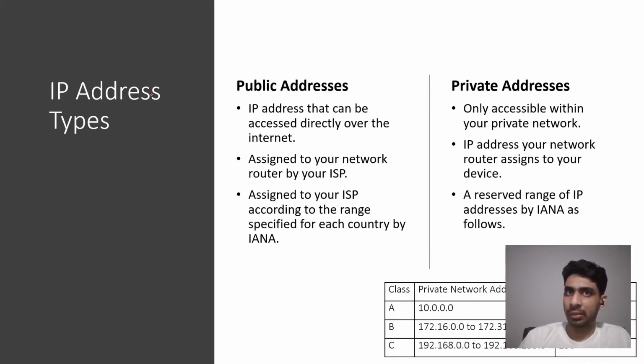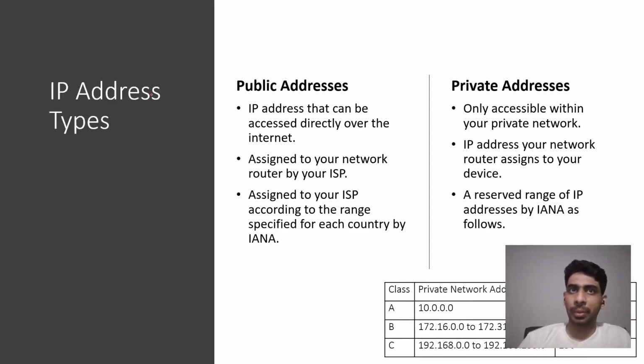These public addresses are assigned, as I told you, through a router. Our ISP assigns a public IP address to our router, and our router assigns a private IP address to our device. Let me tell you again: the ISP will assign our router a public IP address, and our router will assign private IP addresses to all of our devices connected within our private network. That's how it works. And the router will do the network address translation between these two types of addresses.